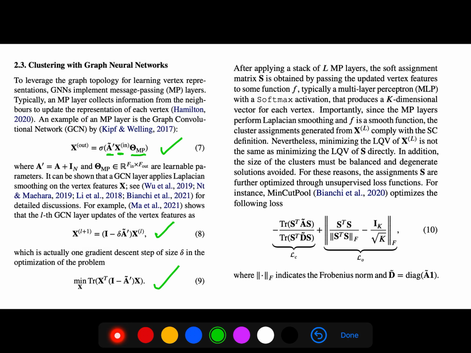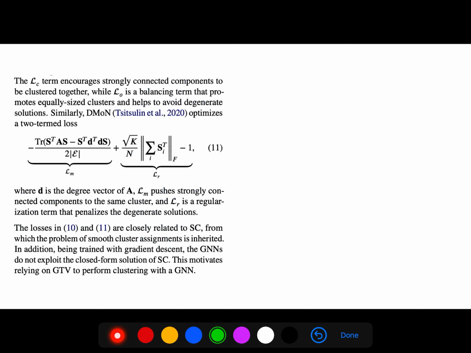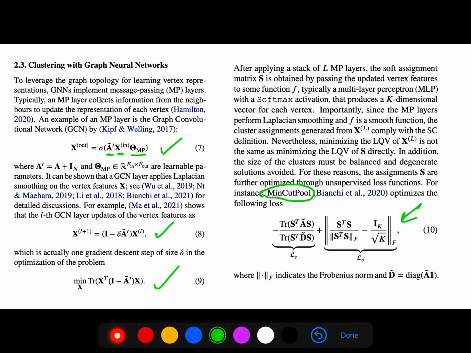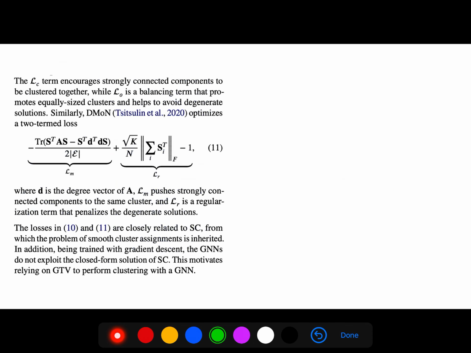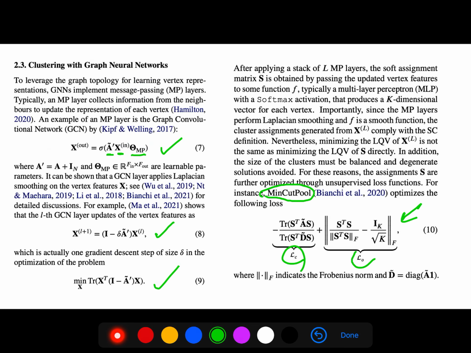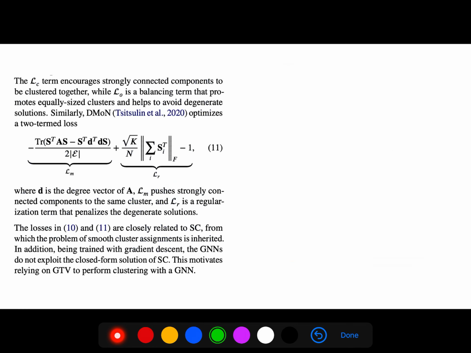For instance, MinCut pool, if you remember, I explained this in a different video. It optimizes the following loss, where the term L sub C encourages strongly connected components to be clustered together, while this L sub O is just a balancing term that promotes equally sized clusters and helps to avoid degenerate solutions.